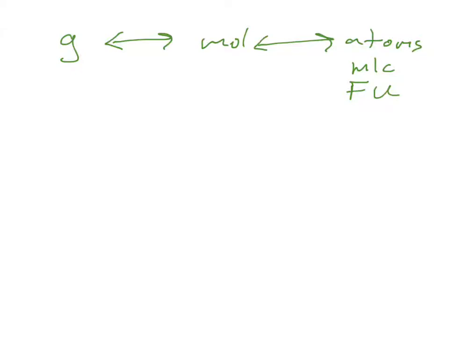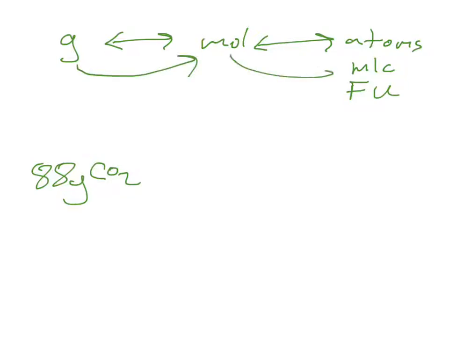All right, so let's go ahead and do a quick review of grams, moles, and atoms. We also learned about molecules and formula units with this concept as well. But just to give you a quick reminder, let's say we had 88 grams of carbon dioxide, and we wanted to know how many molecules of carbon dioxide that is. What we can do is we can take the grams, convert them to moles, and then go from moles to molecules. And so this is going to end up being a two-fraction problem.